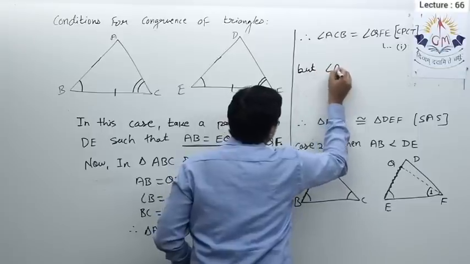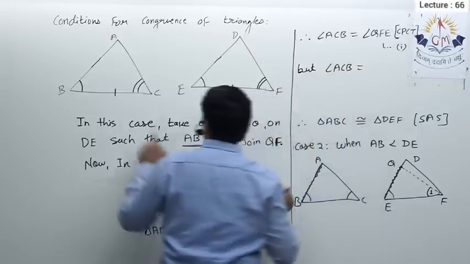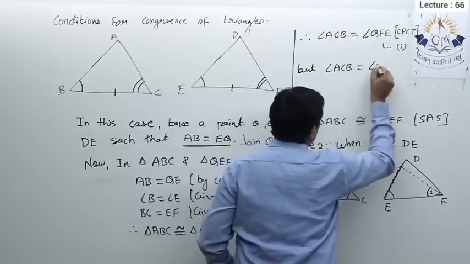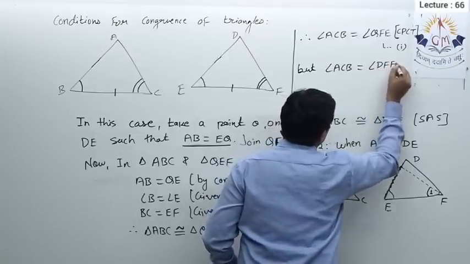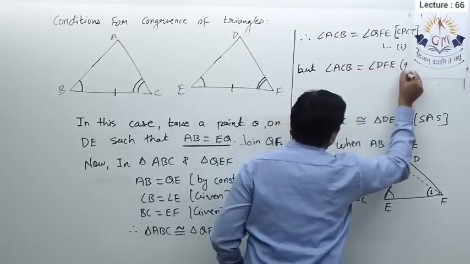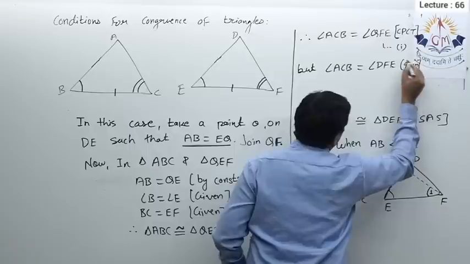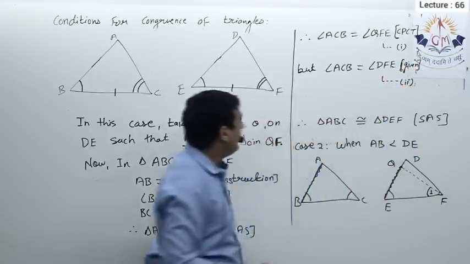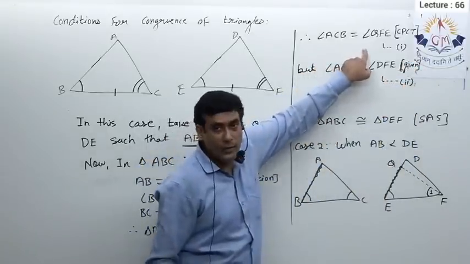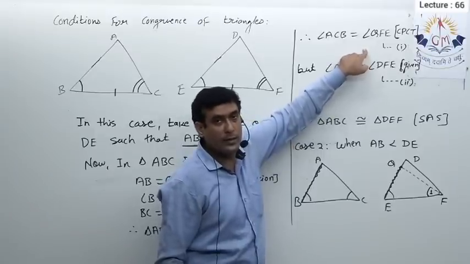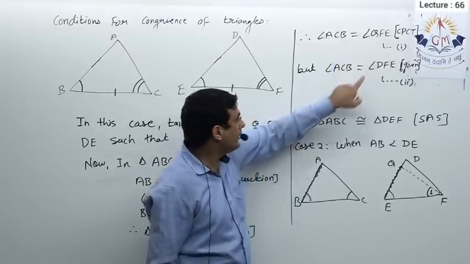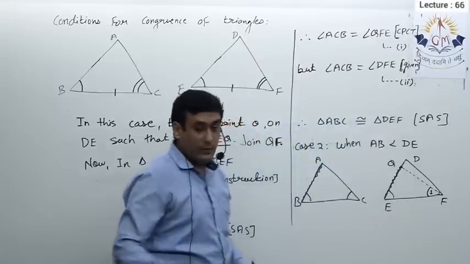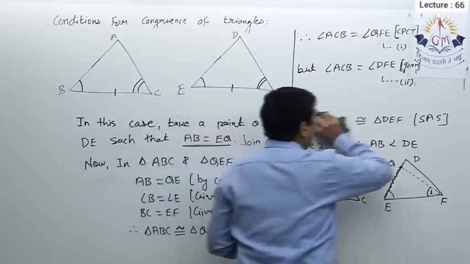But we know that angle ACB is equal to angle DFE. Reason behind this, that is given. Let it be equation number 2. Okay, ACB equal to QFE, why? Because of CPCT. Because the triangles are congruent, their corresponding parts are equal. ACB equal to DFE, why? Because it is given. Now use these two equations, 1 and 2.